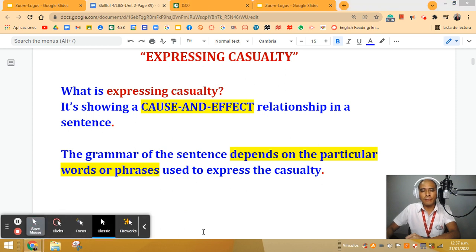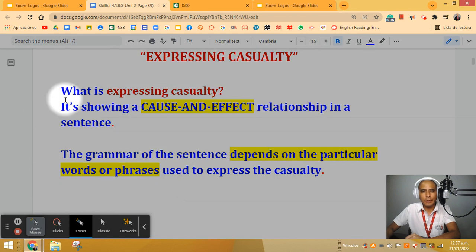So today we have expressing causality. But what is expressing causality in English? Basically, it means showing a cause and effect relationship in a sentence. Now, the grammar of the sentence depends on the particular words or phrases used to express the causality.